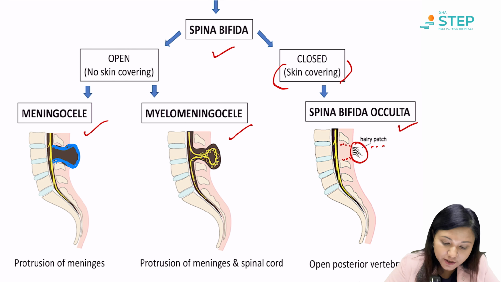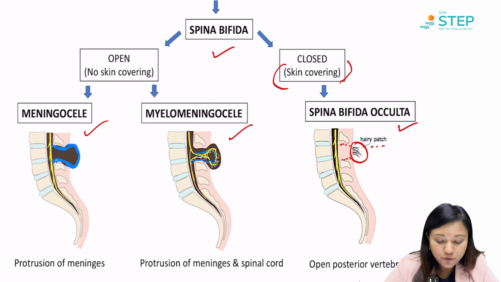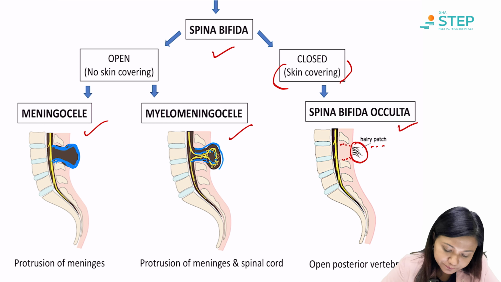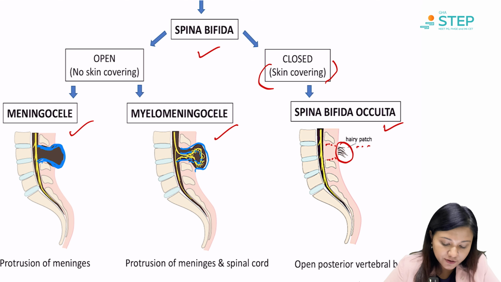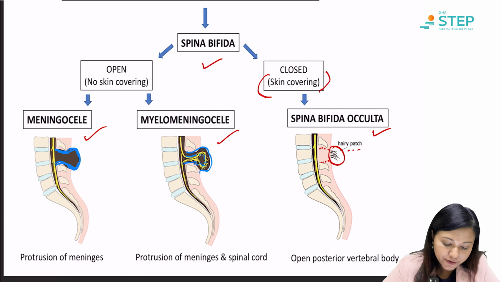But in myelomeningocele, what will happen? Along with the meninges, you also have the spinal cord protruding out. So myelomeningocele is a more severe form because along with the meninges, you also have the spinal cord protruding out. In occulta it is less severe, and mostly you will see no symptoms because you will only have a tuft of hair and everything is normal, but the arches are not developed.